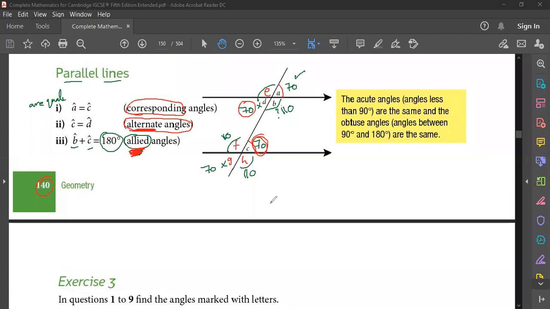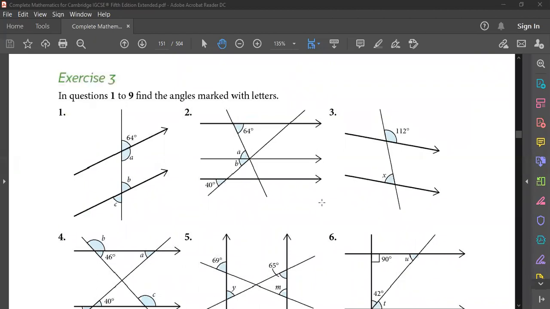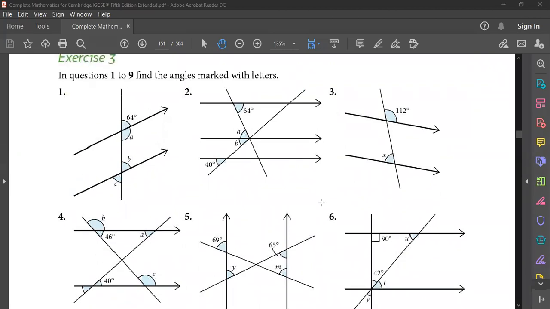Now, people, how many minutes are left in the session? 5 minutes. I'll clear all those. And in exercise 3, let's quickly do question number 2, before the five minutes end.